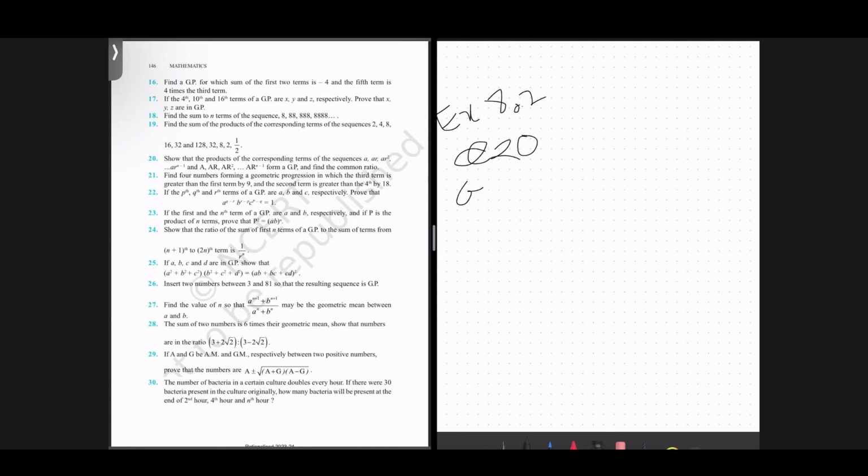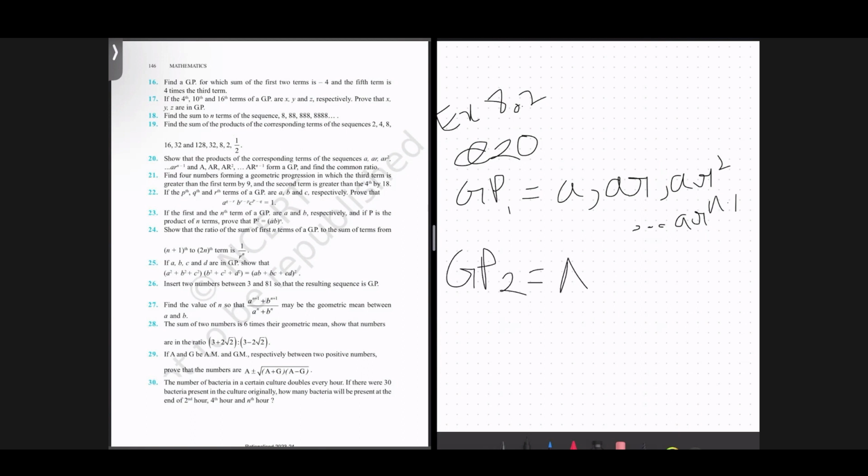The first GP, GP1, is a, then you have ar, then you have ar square, and so on, up until ar raised to the power n minus 1. This is GP1, right? GP2 is going to be capital A, capital AR, capital AR square, up until capital A, capital R raised to the power n minus 1.